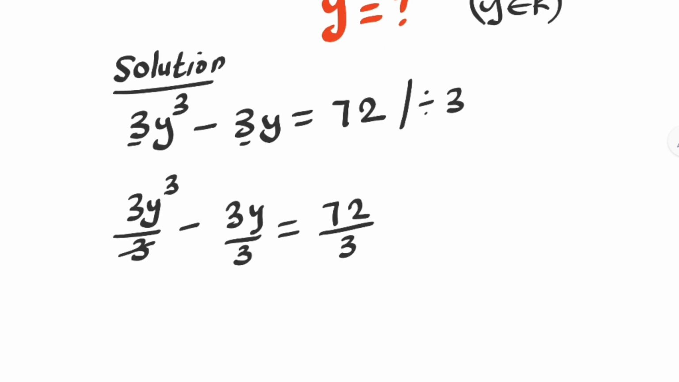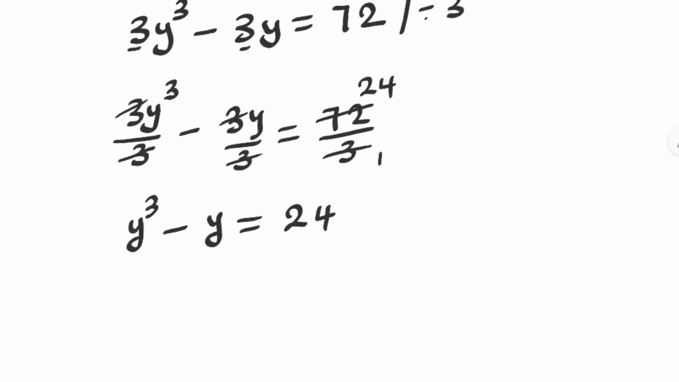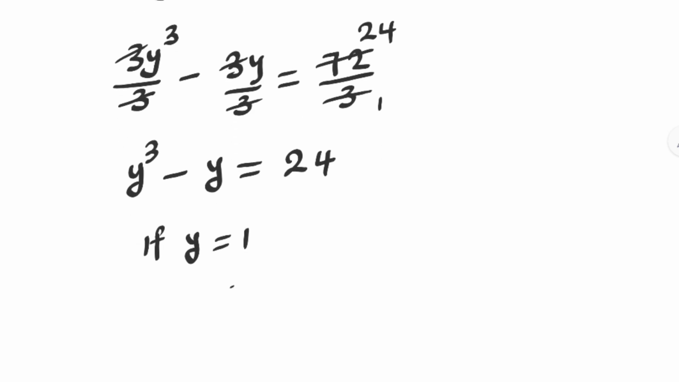This 3 divided by 3 is 1, and 72 divided by 3 is 24. So y raised to power 3 minus y is equal to 24. Let's test if y is equal to 1: 1 raised to power 3 minus 1. This is not equal to 24.